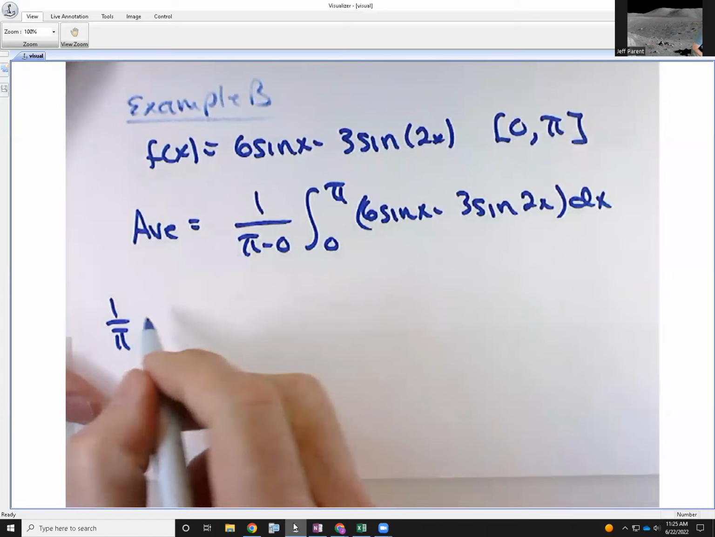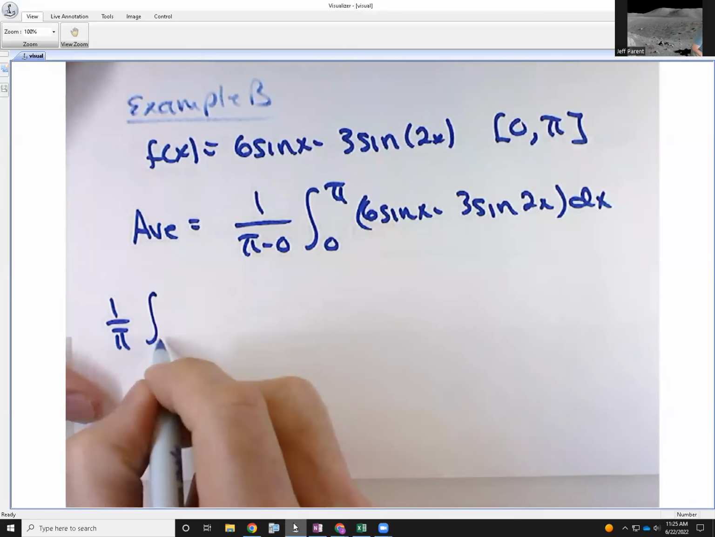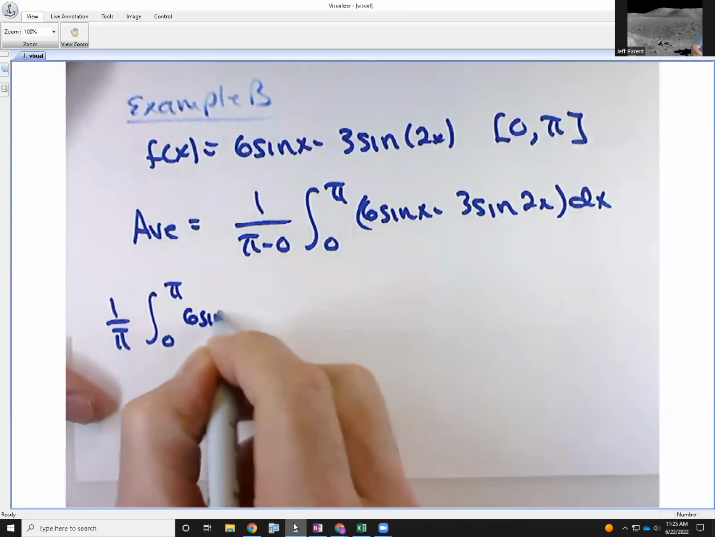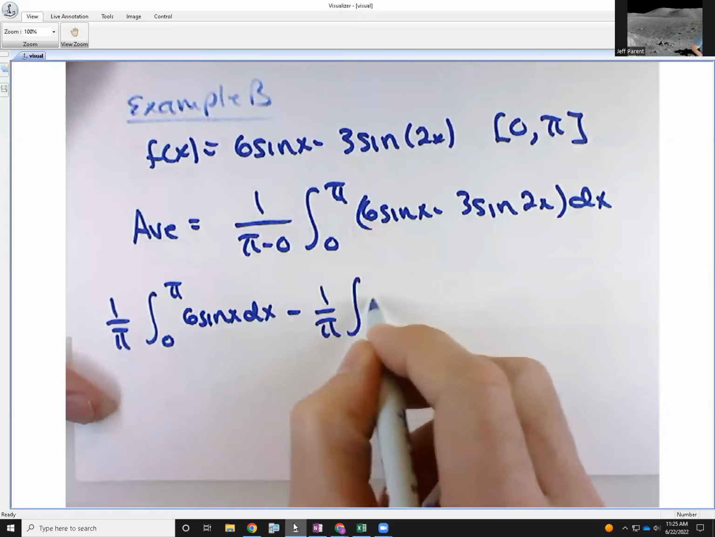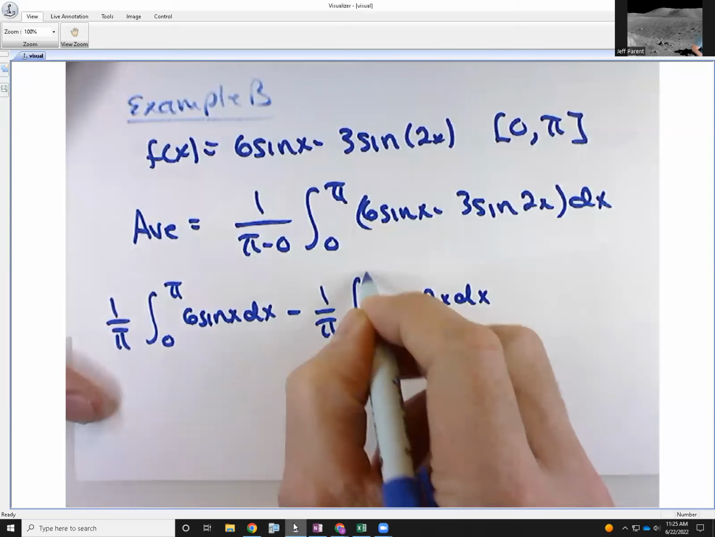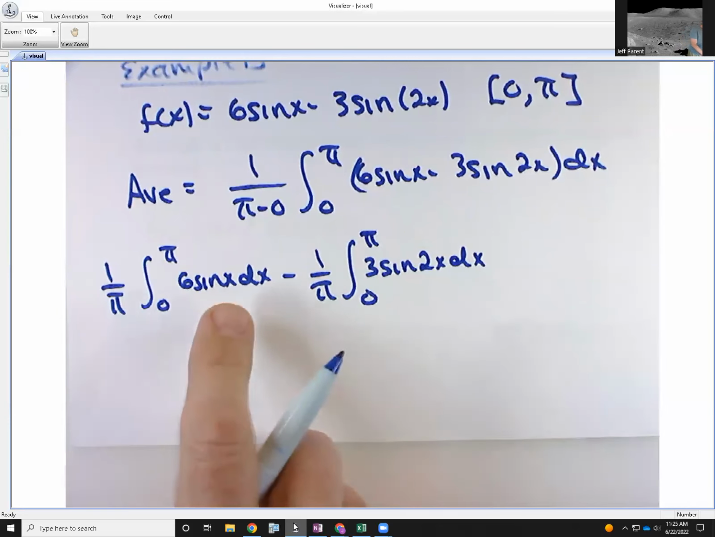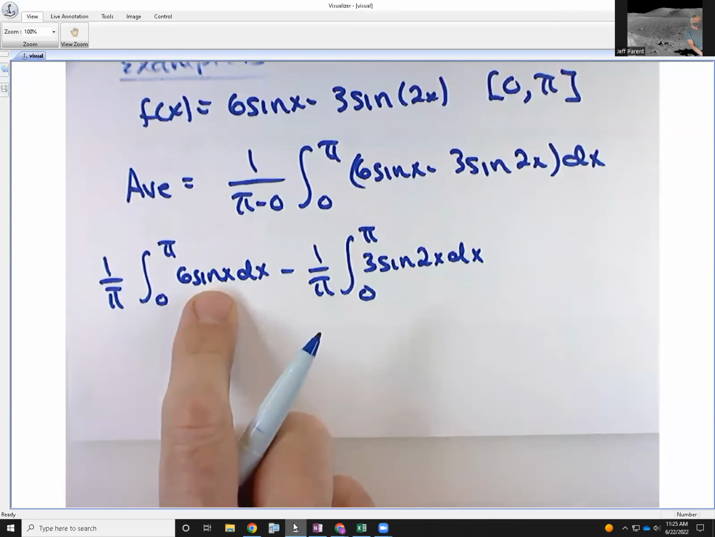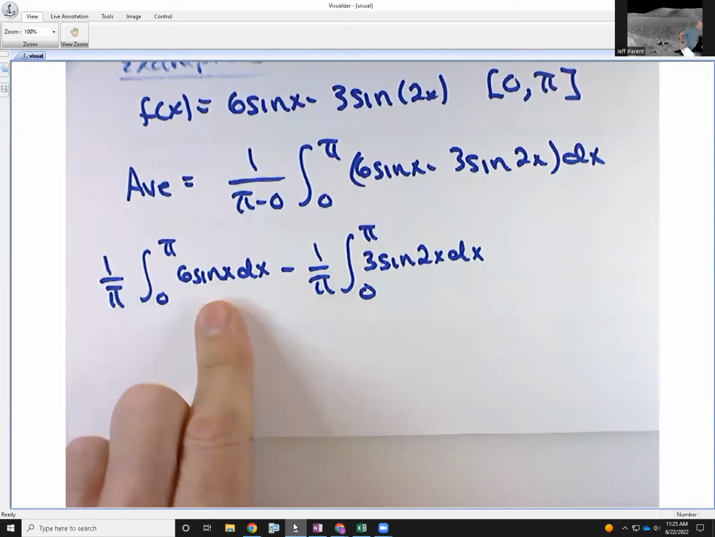Now, as far as the first part is concerned, that's 1 over pi, the integral. Let's split this up into the integral from 0 to pi of 6 sine of x dx minus 1 over pi again times the integral of 3 sine of 2x dx. Now, why did I do that? Well, 1, because I can, but 2, because the first integral is going to be simple. Second one is a little something on there that's going to be annoying. Nothing terrible, but it is going to be annoying. Let's deal with the first one.